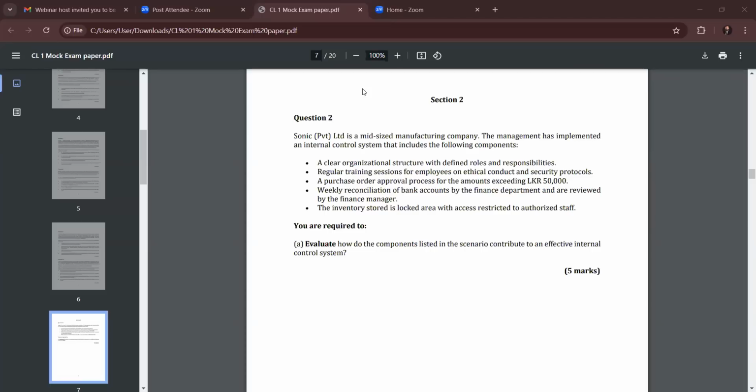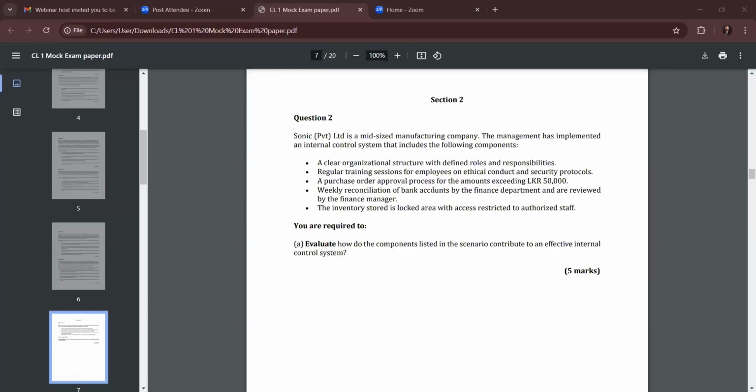Look at question number 2. Always start reading the examiner's requirement first. Evaluate. Action verb is evaluate. Evaluate means pros and cons, advantages, disadvantages, right? So a bit of a summary, point by point, right? Evaluate how the components listed in the scenario contribute to an effective internal control system. How will these components contribute to an effective internal control system?